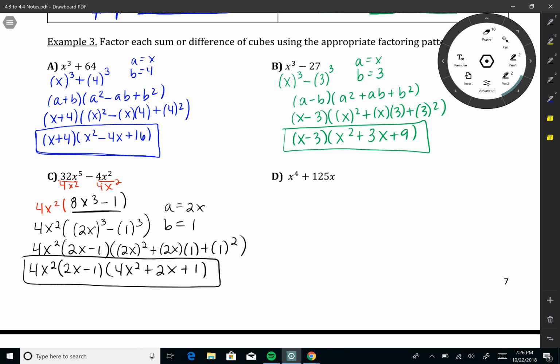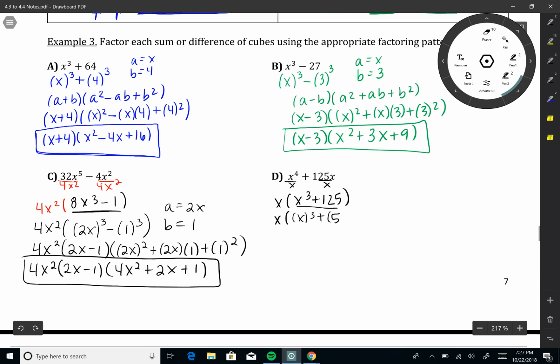Okay, last one, x to the 4th plus 125x. I'm sure you can all see we have an x in both of these, so I'm going to need to take out an x out front. Remember, if we would divide those by x, we'd be left with x cubed plus 125. And this results in a sum of cubes, where we could rewrite this as x in parentheses cubed plus 5 in parentheses cubed. So my a value is x, my b value is 5.